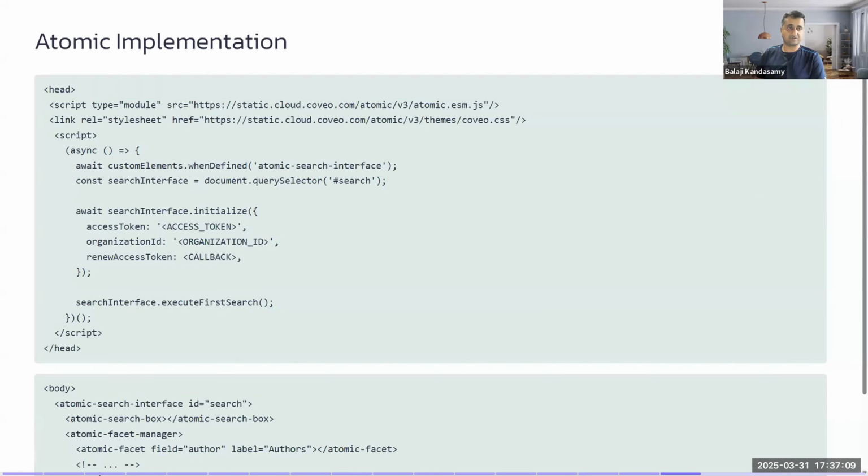So here is a simple example of an Atomic implementation. This is closer to the JS UI implementation that I showed you earlier. The only difference you can see is in the first line: the script type is a module, and it is coming directly from the Coveo CDN. Then you're referring to their themes, and you have all these interfaces defined with a particular class. The query selector picks up the interface, instantiates it, and executes the first search. It's as simple as that.